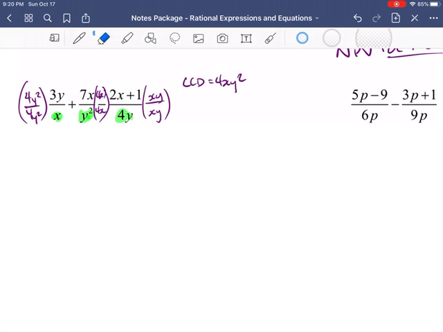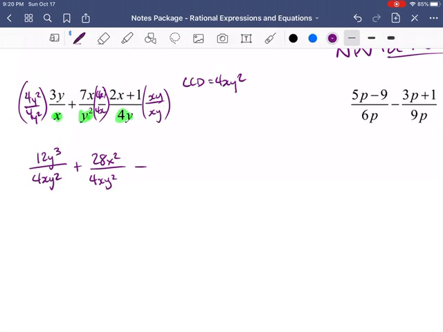All right, so it's getting a little messy here. But the first one is going to become 12. Oops, I say 12 and then I write 4. Sweet. So I've got 12y cubed over 4xy squared added to 28x squared over 4xy squared. And the last one, we're subtracting 2x squared y minus xy. Or sorry, added to xy over 4xy squared.